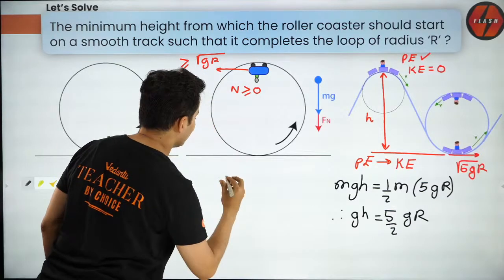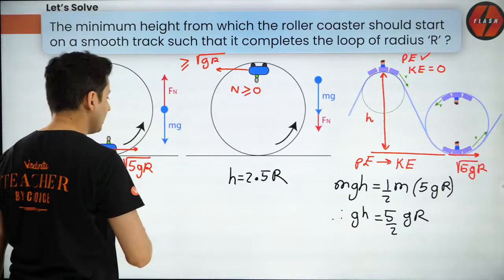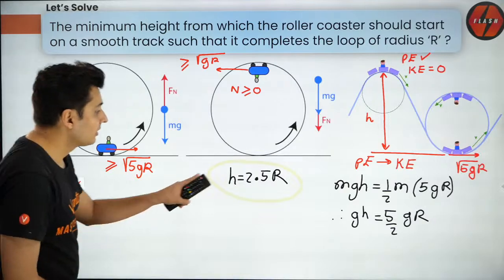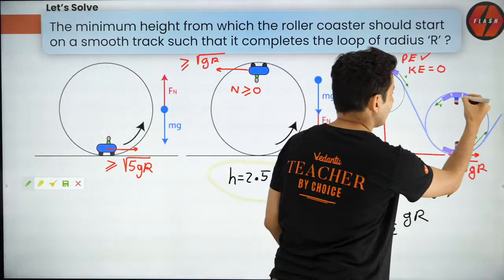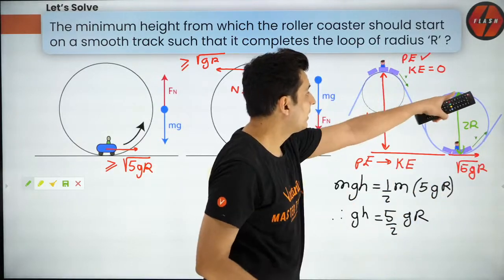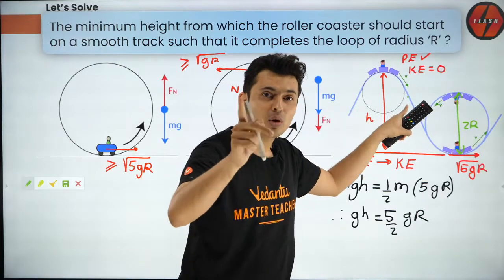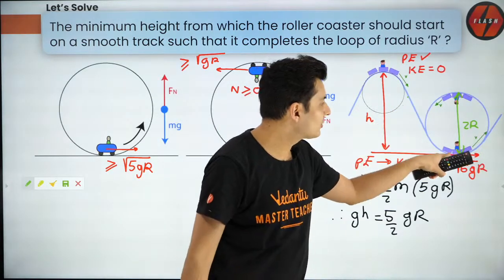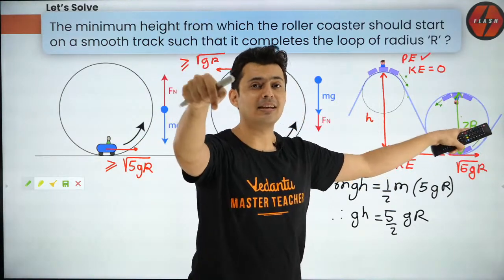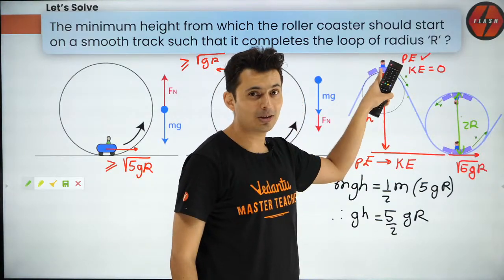So this is as good as saying h is 2.5r. Now this is a very interesting number. I don't know how many of you actually paid attention to this part, that this height is 2r. But you should not start the roller coaster from here. If you start the roller coaster from here, this roller coaster will lose contact. You will lose your job as that engineer who designed that roller coaster. You have to start that roller coaster from here.